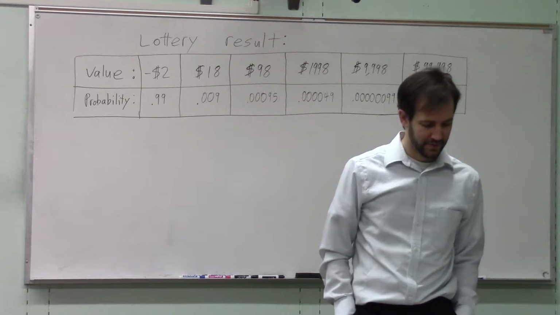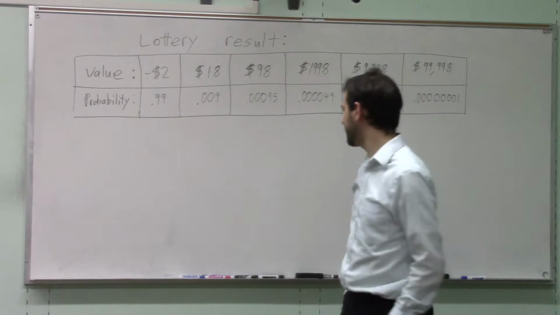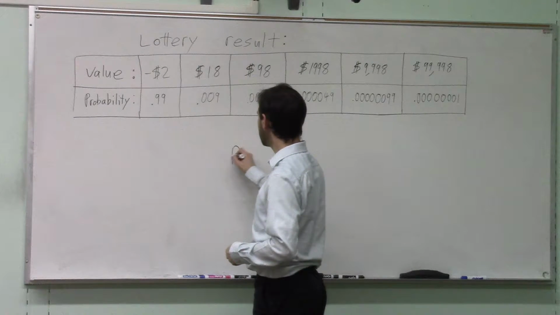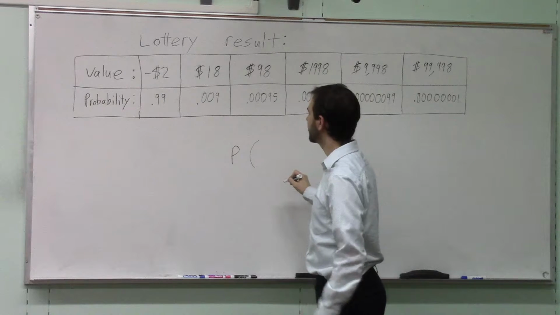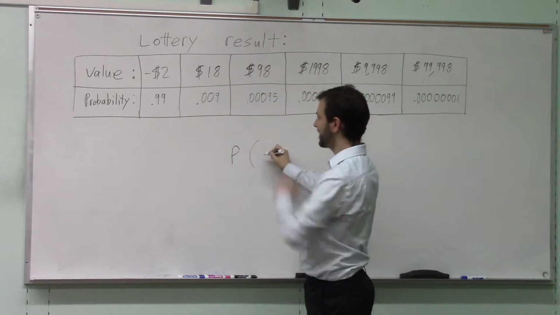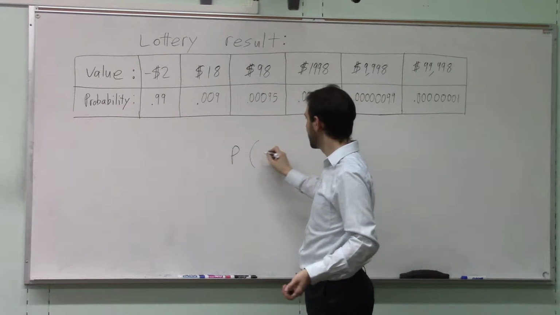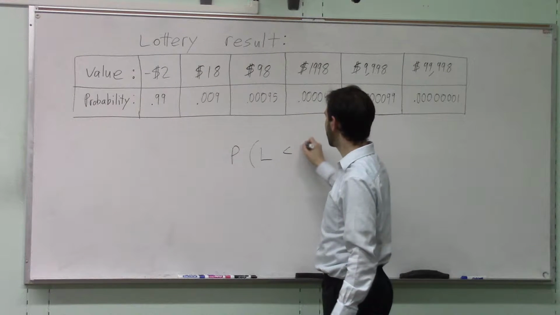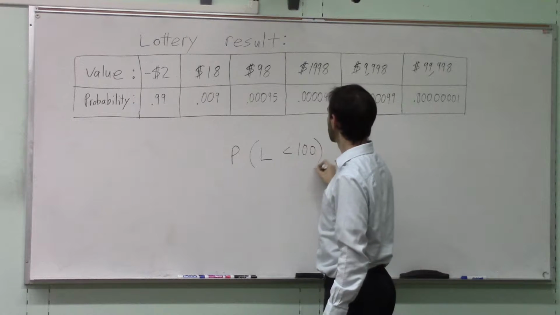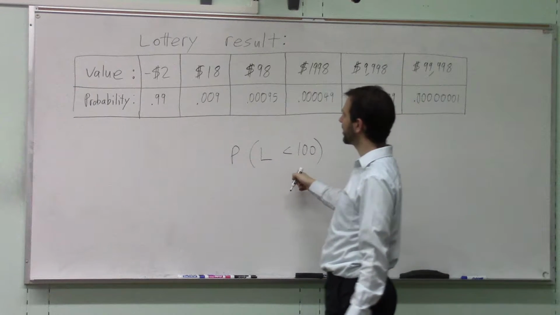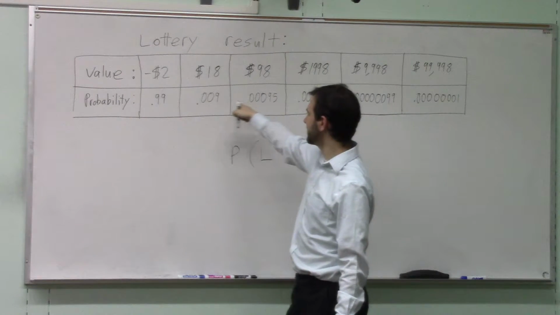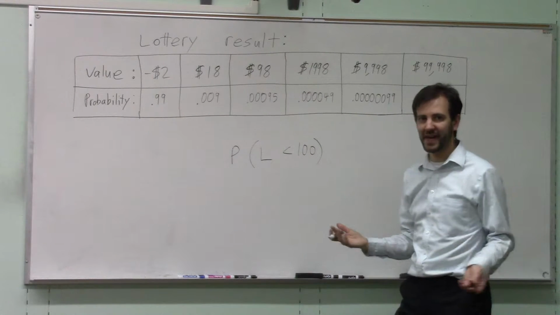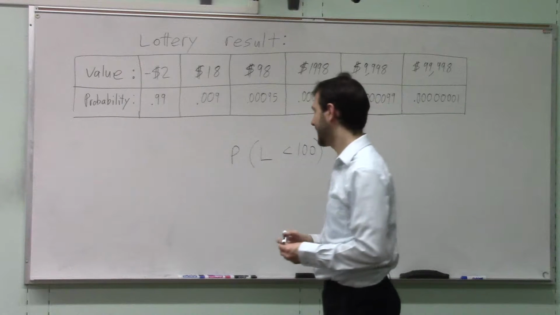Alright, we can do a few things. I can ask you to find the probability that the result of this random variable, which I'll call L for lottery, will be less than $100. Well, what's the probability that you will win less than $100? You would add together the chance of winning 98, the chance of winning 18, and the chance of losing 2, and that would be the probability of that. You may see a question or two like that.